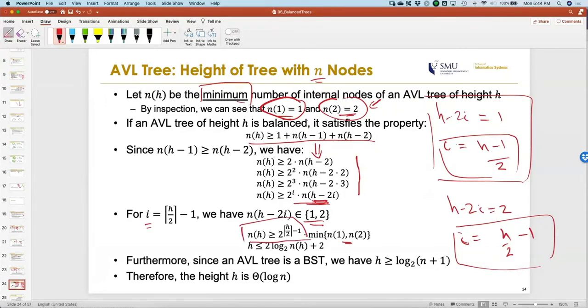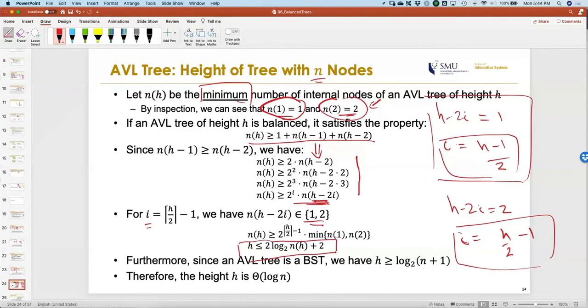That gives us this particular inequality. Now, if I rearrange stuff, right? If I take the log on the left-hand side, I take the log on the right-hand side. So the final inequality that I'm going to get is going to be this inequality, which means that the height h must be less than 2 log n. And this flows from the property that the tree was balanced in the first place.